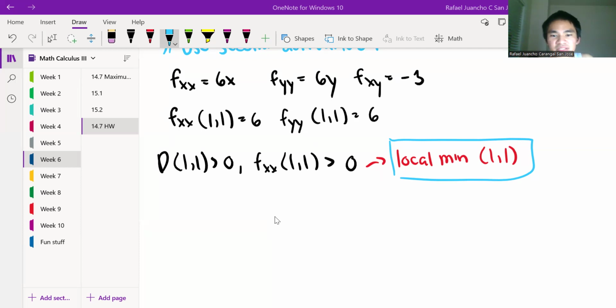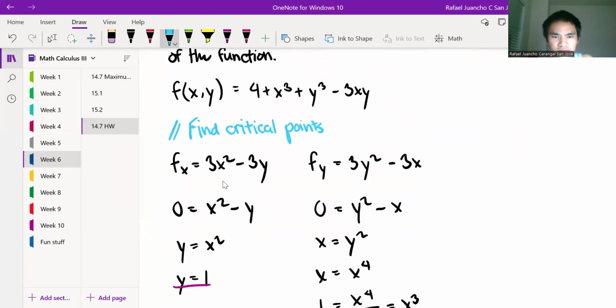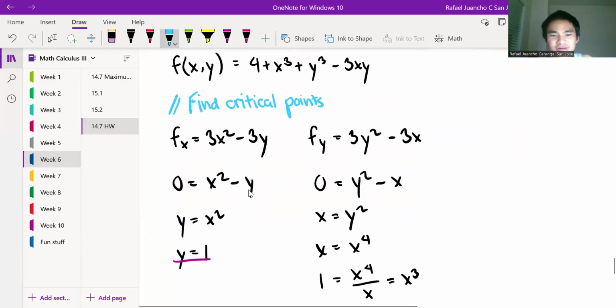Local maximum, minimum, and saddle points. I take their derivatives. Okay. X is equal to 1, y is equal to... Oh, I have 0, 0. Where in the world did I see that? I didn't see 0, 0. I mean, if you look at it, I kind of do have it.